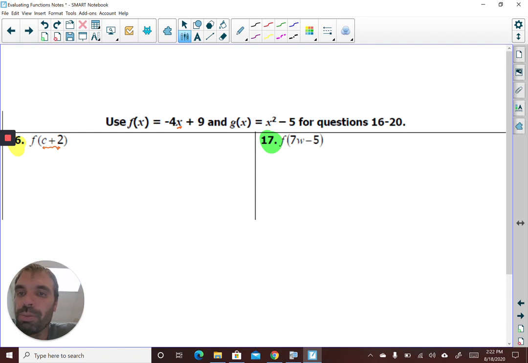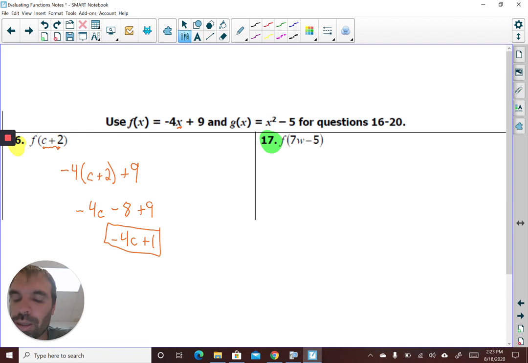So f of c plus 2 would be -4 times, instead of x, I now have c plus 2, plus 9. Okay, so I put c plus 2 in where the x was. Then I just distribute and I do my math. So I go, okay, that's -4c minus 8, because -4 times 2 is -8, plus 9. So that ends up being -4c plus 1. So that's the answer I'm looking for there. All right, why don't you take a minute and try number 17.